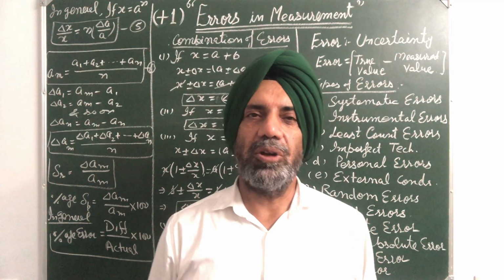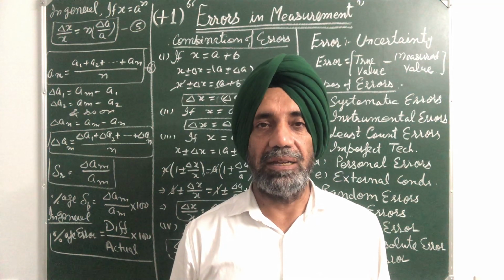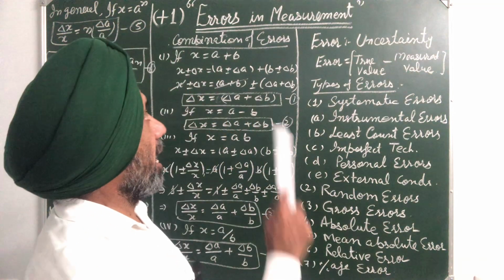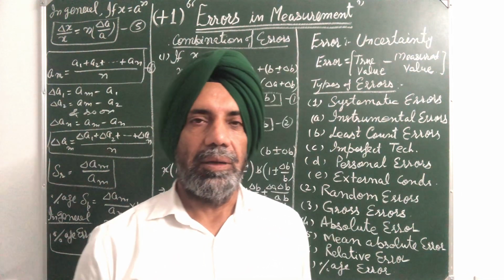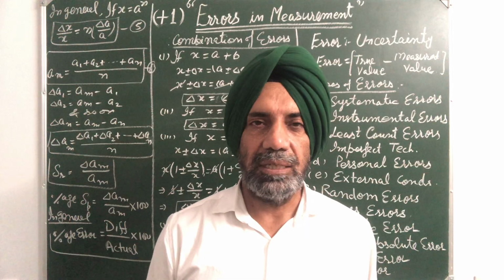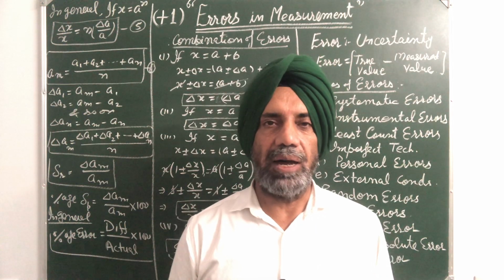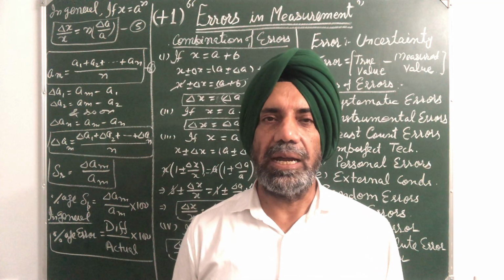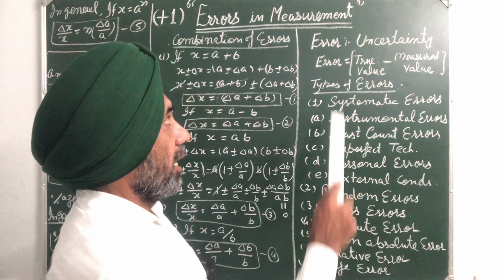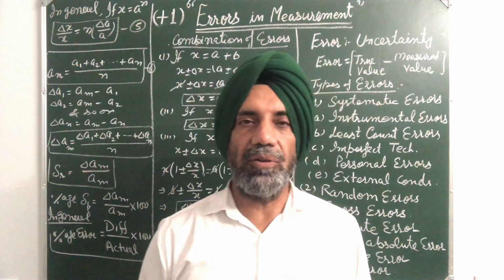So today I am going to discuss a very important topic known as errors. Errors in measurement. When we measure physical quantities, our results of observations are different from the actual value of the quantity. This difference is called error. Error means uncertainty in the measurement of a physical quantity.